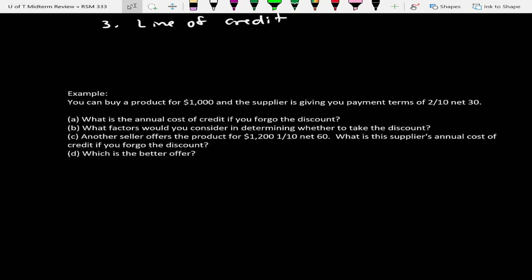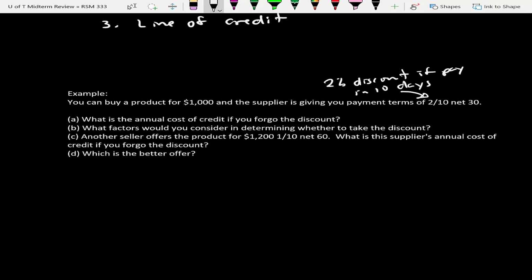So here's a good example. You can buy a product for $1,000 and the supplier is giving you payment terms of 2/10 net 30. What that means is you get a 2% discount if you pay in 10 days. If you don't pay in 10 days, you have until 30 days, but you have to pay the full amount. So the first question is, what's the annual cost of credit if you forgo the discount?